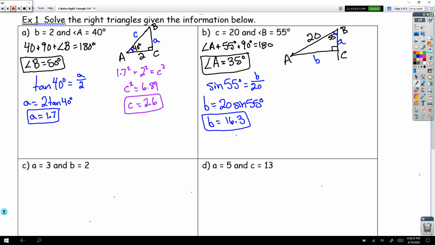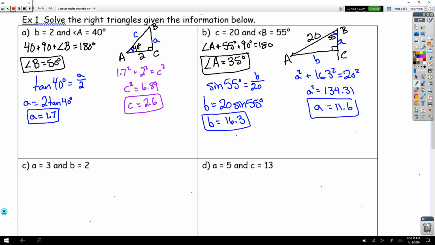Now, I have two side lengths to find the third. I'm going to use the Pythagorean theorem. So a squared plus 16.3 squared equals 20 squared. So a squared would equal 134.31. That's after squaring and then subtracting. Square rooting both sides, I would get a equals 11.6.